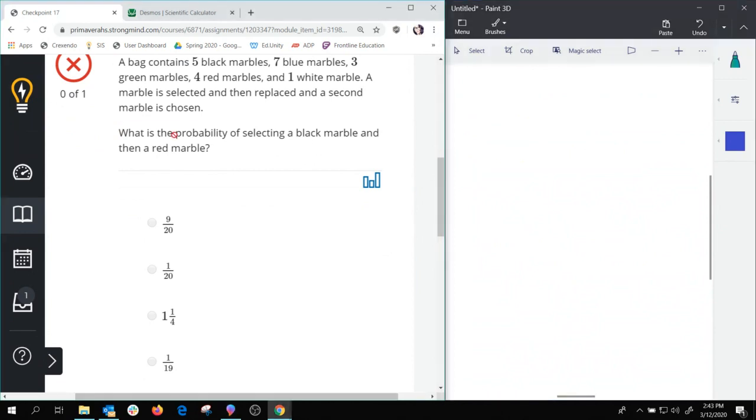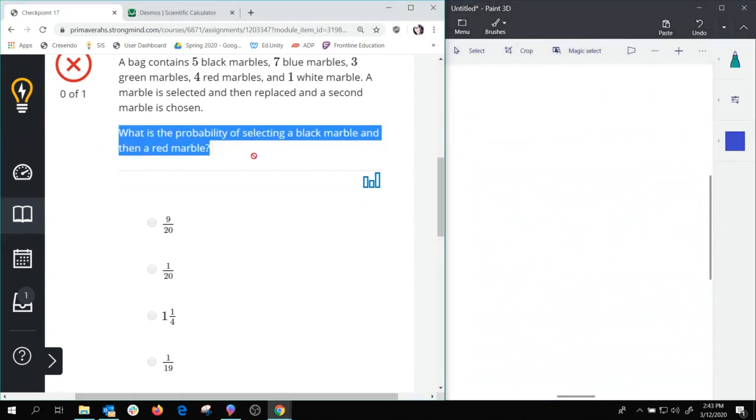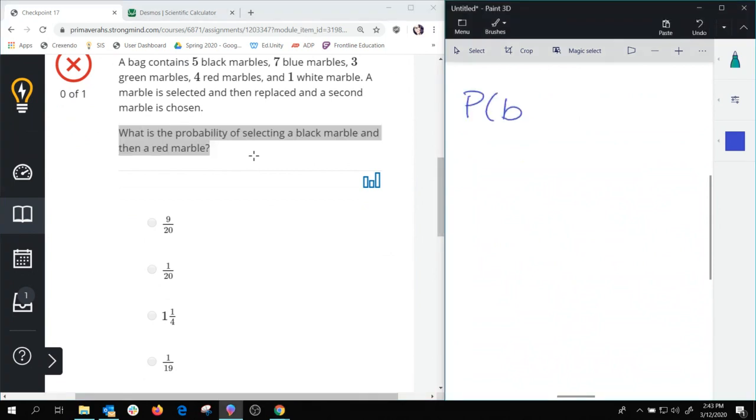When you read this probability question, do you see the word and or or in it? Which one's breaking up our 2 events? Is it and or or? And, right? And means that we're going to do what? Multiply or add? Multiply. Perfect. So what we need to do is figure out the probability of picking a black marble, the probability of picking a red marble, and then just multiply them together.